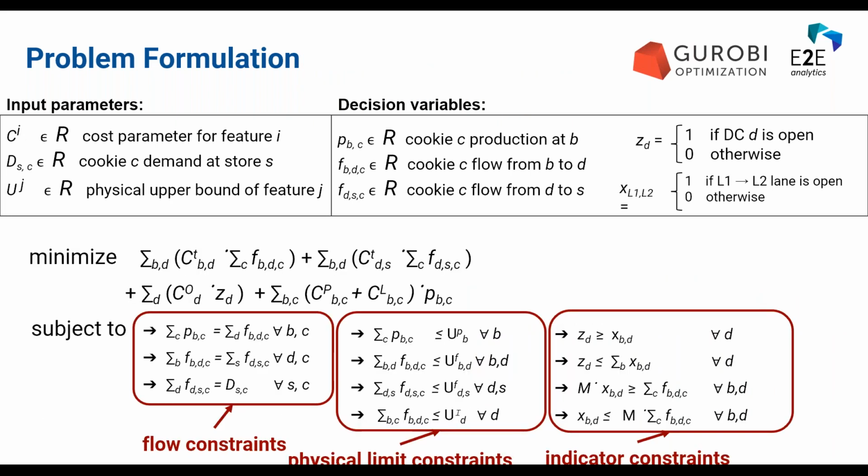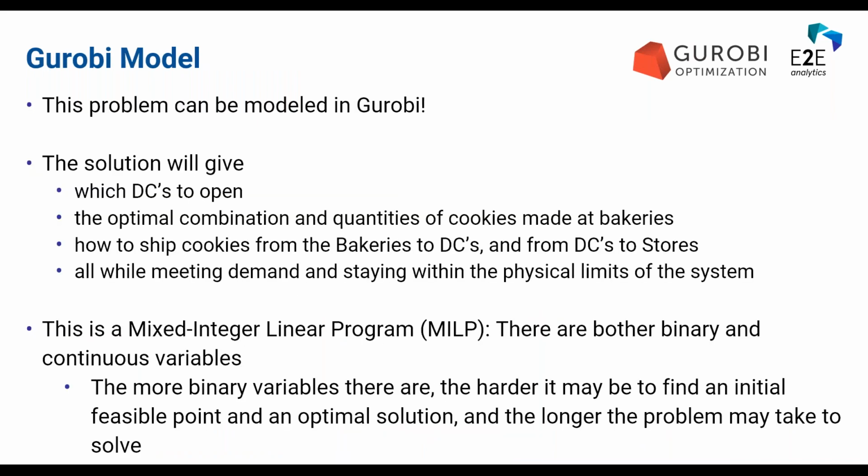And we're going to put it all together, and we get our optimization formulation. So this is our network design formulation for the Cookie Monsters. And as always, this problem can be modeled and solved in Gurobi. And the solution we get is going to give us which DCs to open, the optimal combination and quantities of which cookies to make at each bakery, the shipping routes of those cookies from the bakeries to DCs to stores, all while meeting the demand and staying within the physical limits of the system.